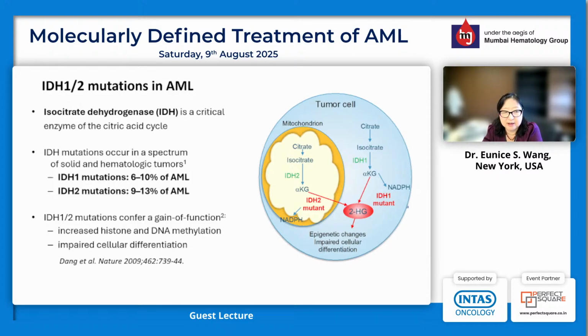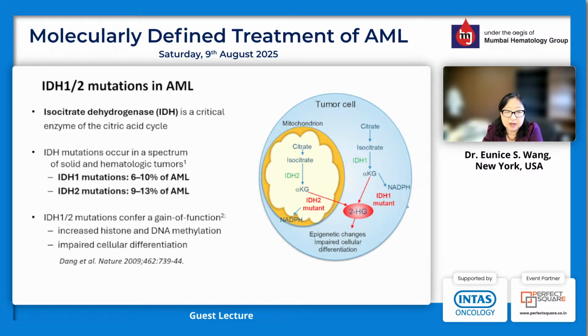You can see that IDH1 mutations occur in about 6 to 10% of AML. IDH2 mutations occur in 9 to 13% of AML. We know through elegant preclinical and basic laboratory research how these mutations function. Both IDH1 and IDH2 are involved in critical metabolism pathways that promote tumor growth.